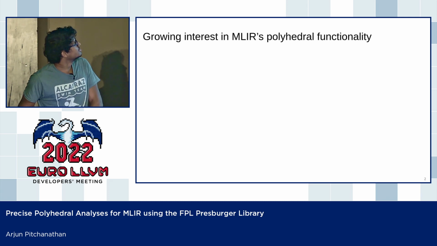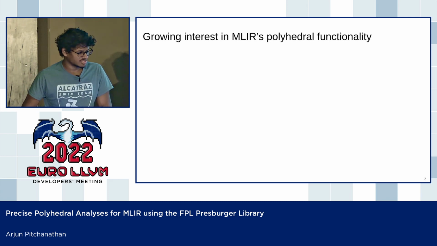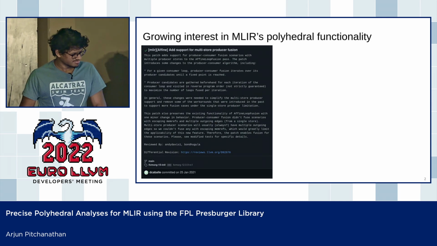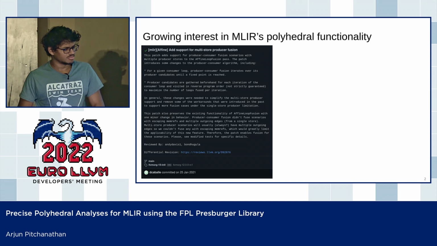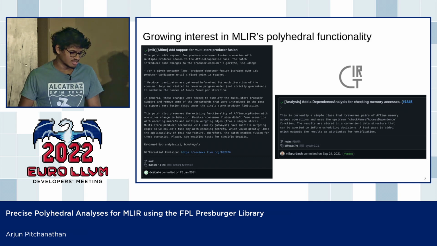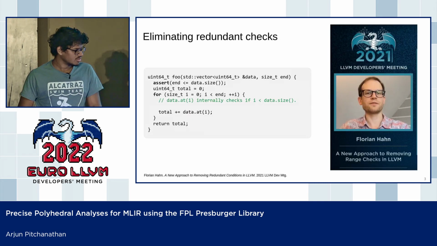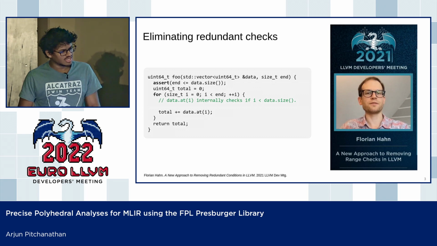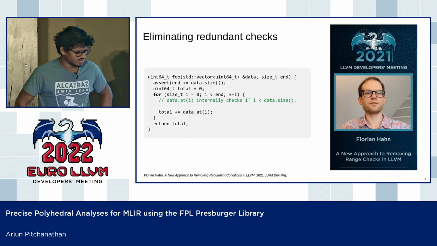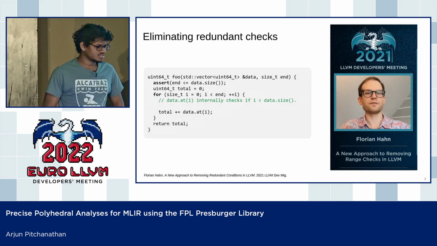So recently, there seems to be a lot of interest in the polyhedral functionality that we have in MLIR. The Affine dialect, some time ago, had a commit that used the mathematical functionality that we upstreamed, and also in CIRCT, there was a use of the affine dependence analysis that we refactored, simplified, and streamlined in the course of the FPL work. And thirdly, last year at the LLVM developer meeting, Florian Hahn presented a new approach to removing range checks.